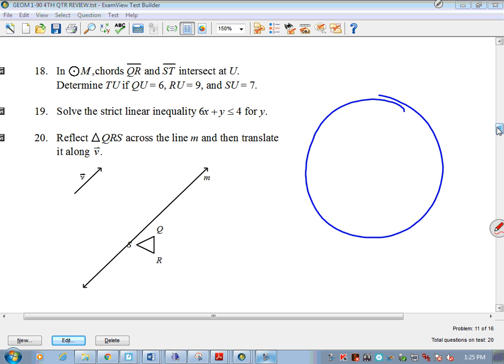Okay. Circle M. Chords QR and ST intersect at U. Determine TU if QU is 6, RU is 9, SU is 7. So, chords. Let's start with that. They don't give me any specifics like QR also being a diameter, so this is just going to be considered a chord.